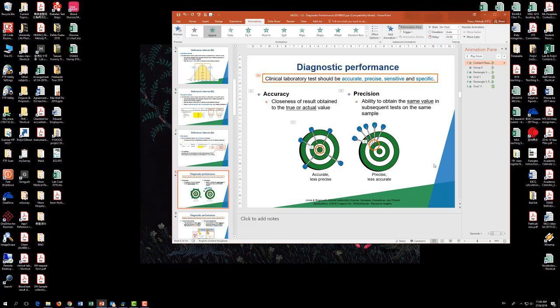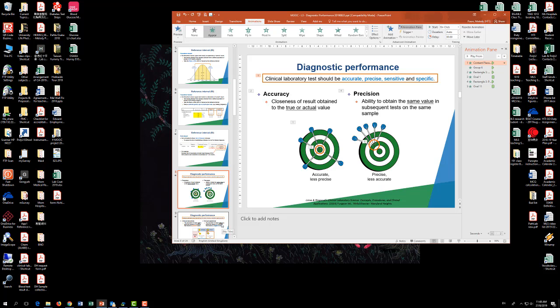But do you know if the test result is reliable? So you have to check the diagnostic performance of a test. A clinical laboratory test should be accurate, precise, sensitive, and specific. Accurate means when you repeat a test, the test results usually can meet the target, reflecting the true and actual value. Precise means when you repeat the test, you can obtain the same or very similar values. In the ideal case, we do really hope a diagnostic test can provide accurate and precise results.